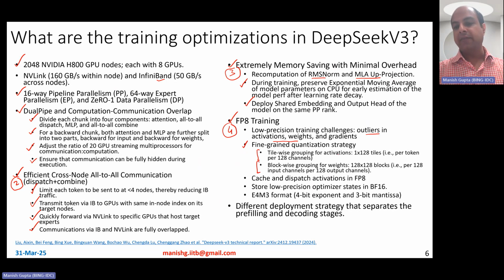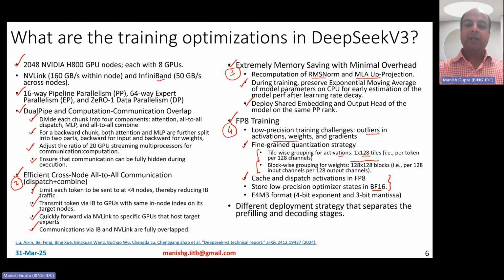Tile-wise grouping they do for activations, where they create 128-size tiles, a tile per token per 128 channels. And then they also do block-wise grouping for weights, which is 128 cross 128 weights, which means one block per 128 input channels per 128 output channels. Okay, so that's that. They do mixed precision quantization. They cache and dispatch activations in FP8, but they store low precision optimizer states in bfloat16.